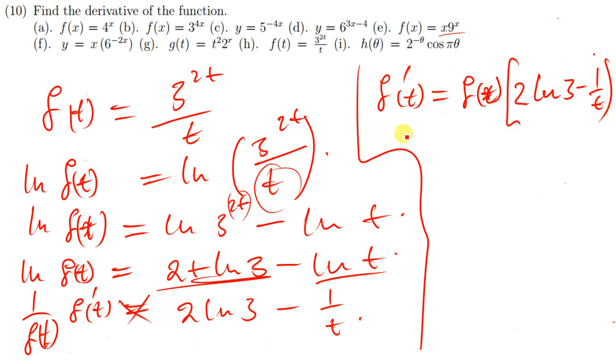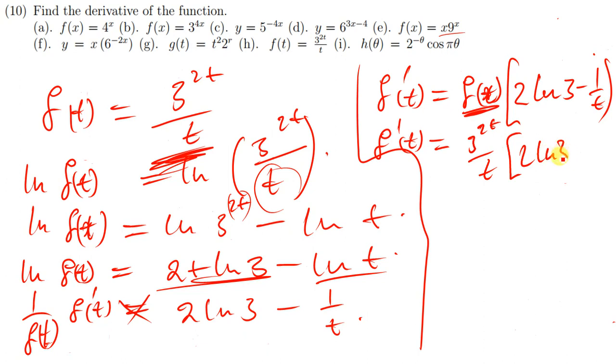Then from there we can simplify the whole expression. While there's f of t there, we can replace it back with this function, which is 2 to the power t over t multiplying 2 ln 3 minus 1 over t. So this is exactly how you solve such an expression. So let's quickly move on to the next question.